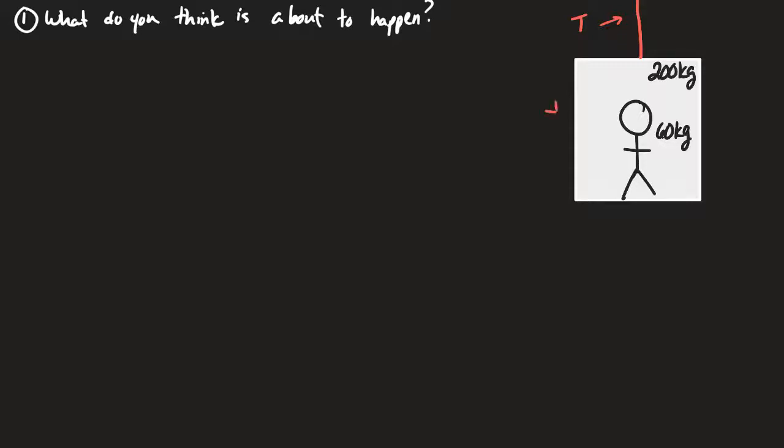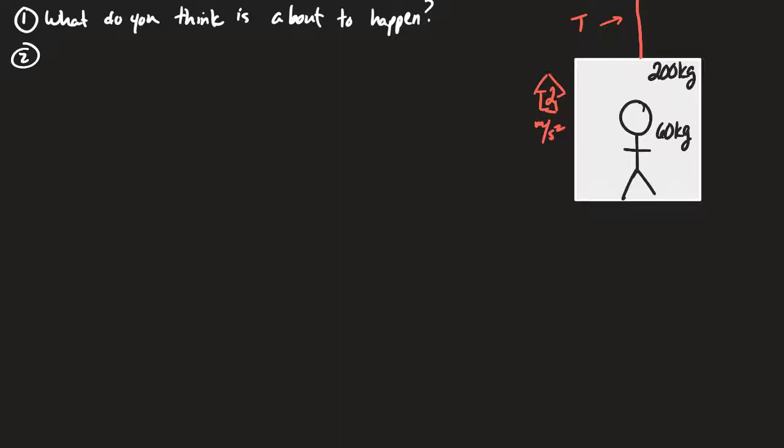If the elevator accelerates upwards at 2 meters per second squared, what is the tension in the cable? So this brings me to step 1 of the problem. After you've read the question, you should, of course, stop to think what is going to happen to the elevator. And I think we already have the answer.